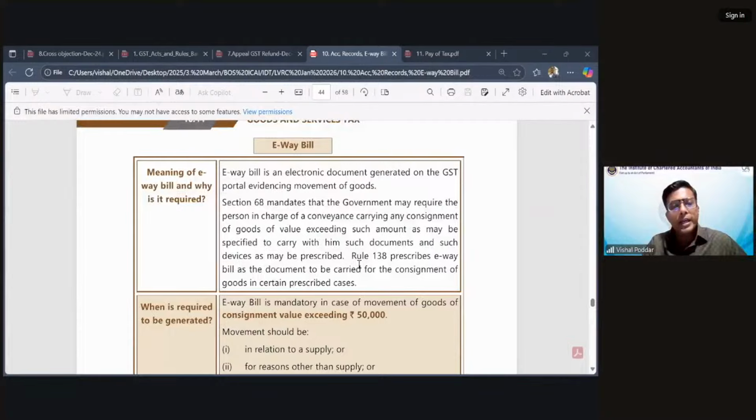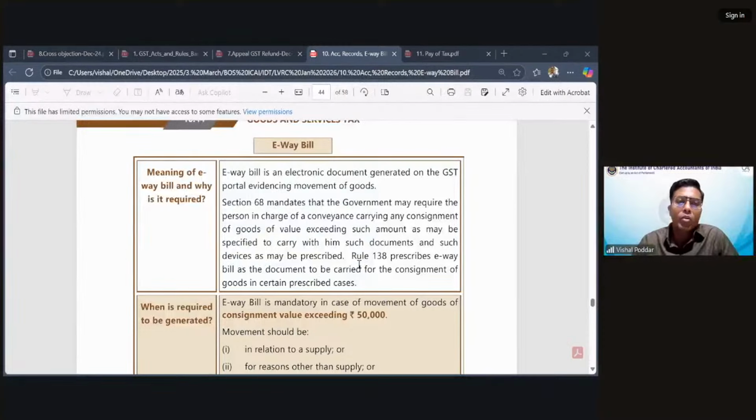Now we come to the second part, that is e-way bill. Firstly, let us understand what is e-way bill. So e-way bill is a mechanism whereby the government wants to track the movement of goods. So the government wants to track that if you are moving any goods from your place of business to any other place, that details should be with the government.